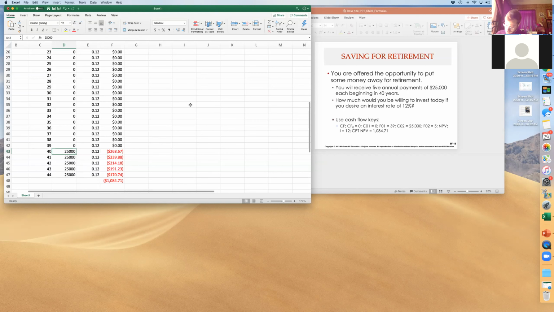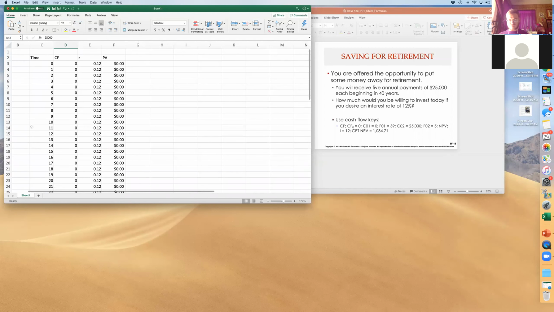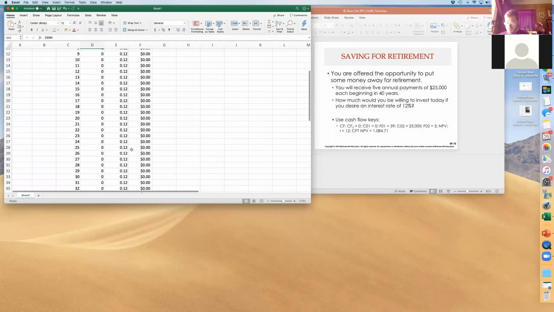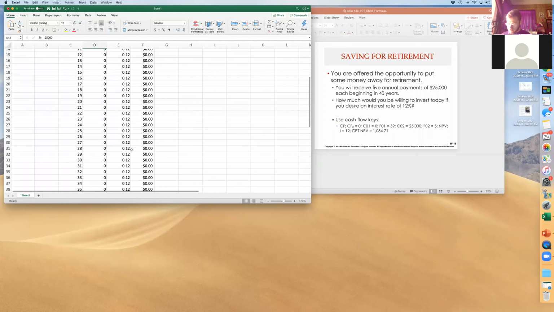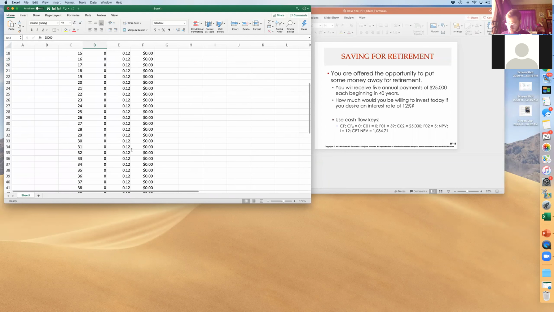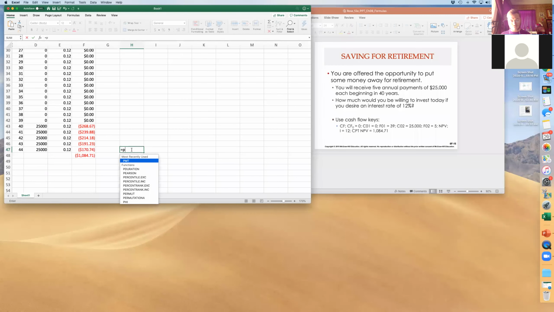All right, so I can do this our old way, which is creating a big table. That's what we've done over and over again. Or I could reproduce this number by hitting equal present value. The rate is 12%. The number of periods. Now, we have to really talk about what number of periods means now.